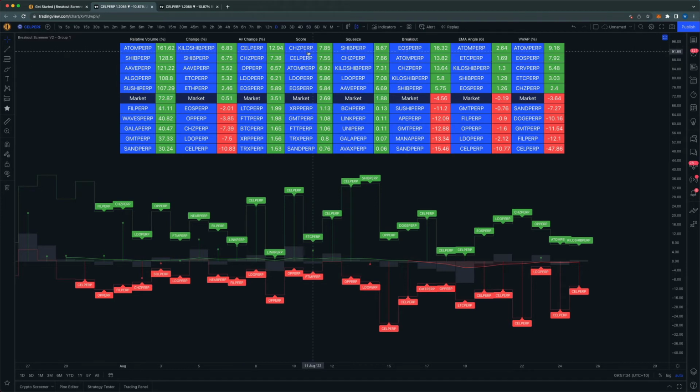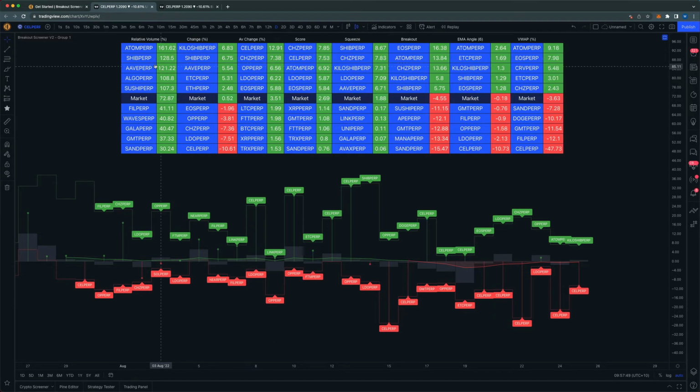Scoring system, we spoke about this briefly earlier. CHZ on top, and this is made up of the potential, the average change, and the volume flowing in. So CHZ, the system feels is the safest bet in terms of it's the second best performer with regard to average volume, and based on the relative volume flowing in, which from memory is about 100% today, we have the top score for the CHZ trade. Second best score goes to CEL, and then Atom number 3.